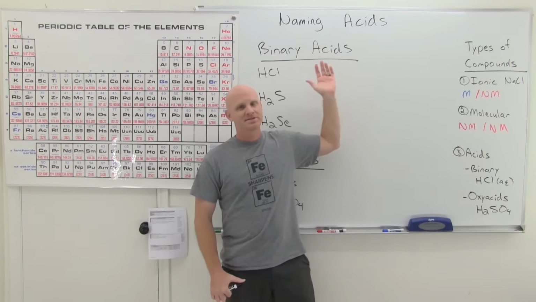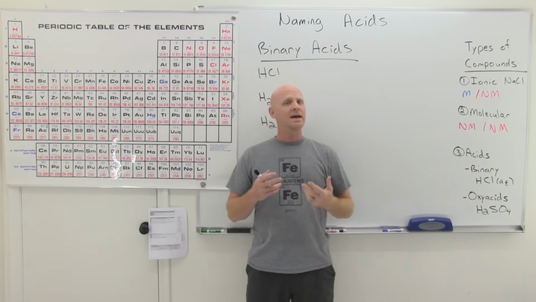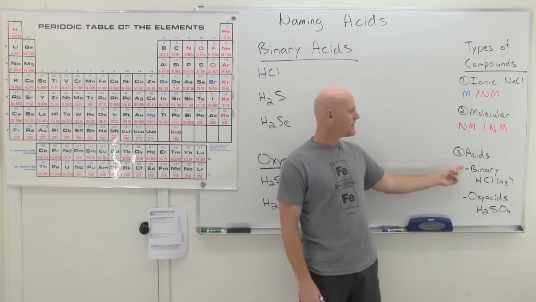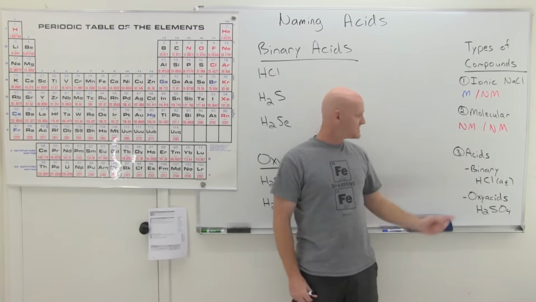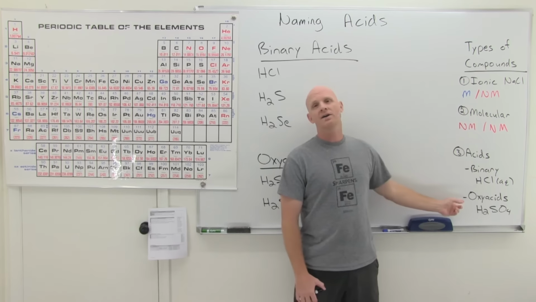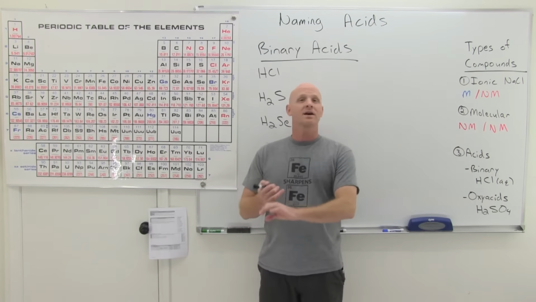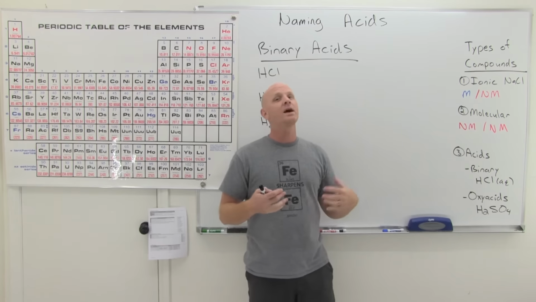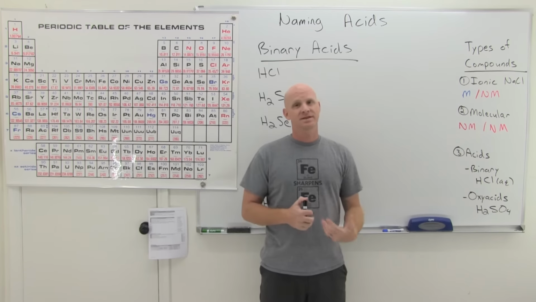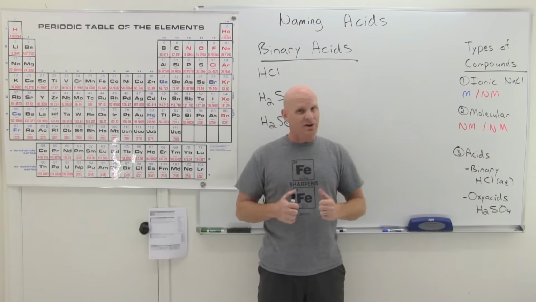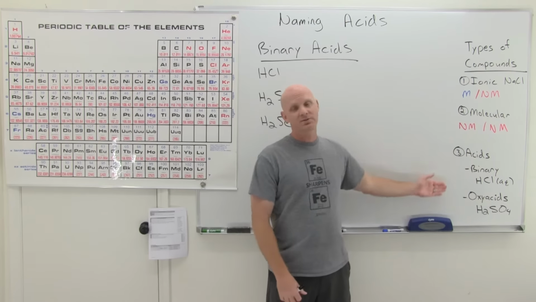Naming acids is going to be the topic of this lesson, and we're going to specifically look at naming two different types of acids. Binary acids, typically made of just two elements, hydrogen and one other, or oxyacids, also called oxoacids. We've already named ionic compounds, we've already named molecular compounds, and now we've got one final set of rules, or really two sets of rules, for naming these two different types of acids.